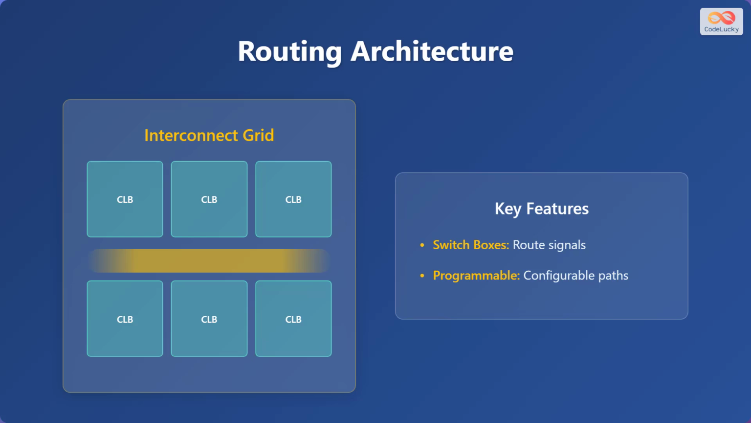Let's explore the routing architecture within FPGAs. The interconnect grid allows configurable logic blocks, or CLBs, to connect with each other. The key features are switchboxes, which route the signals, and the programmable nature, which means the paths can be configured as needed.